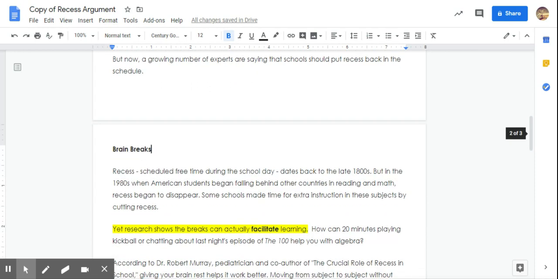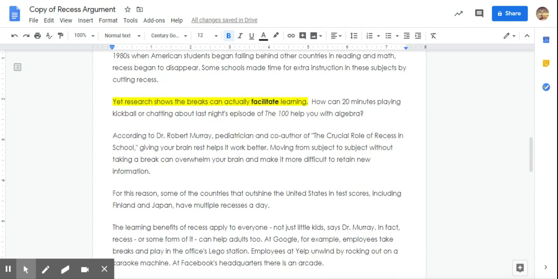So I'm going to go down here to where it says brain breaks. Recess, scheduled free time during the school day, dates back to the early 1800s. But in the 1980s, when American students began falling behind other countries in reading and math, recess began to disappear. Some schools made time for extra instruction in these subjects by cutting recess. That's an example. We're going to go back and highlight that later.